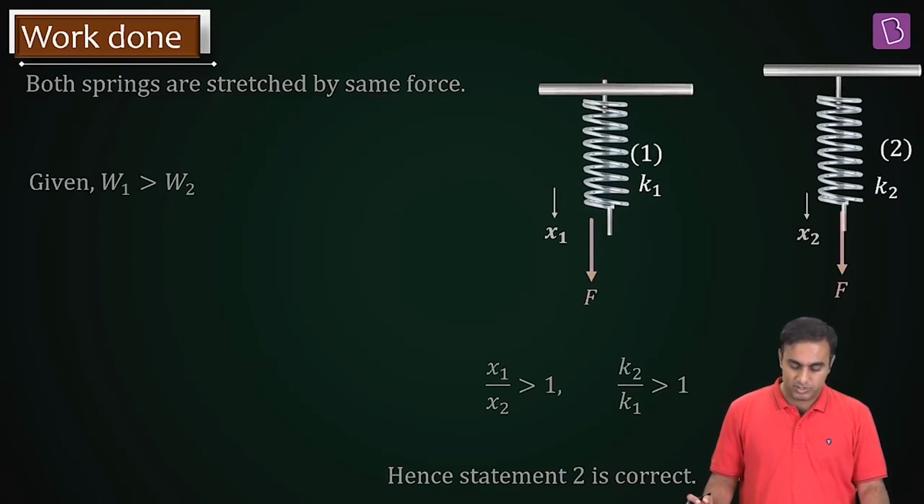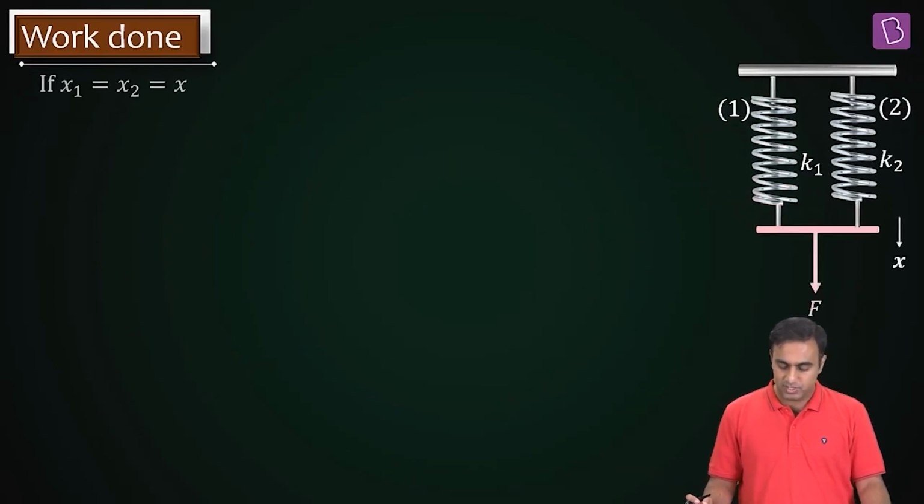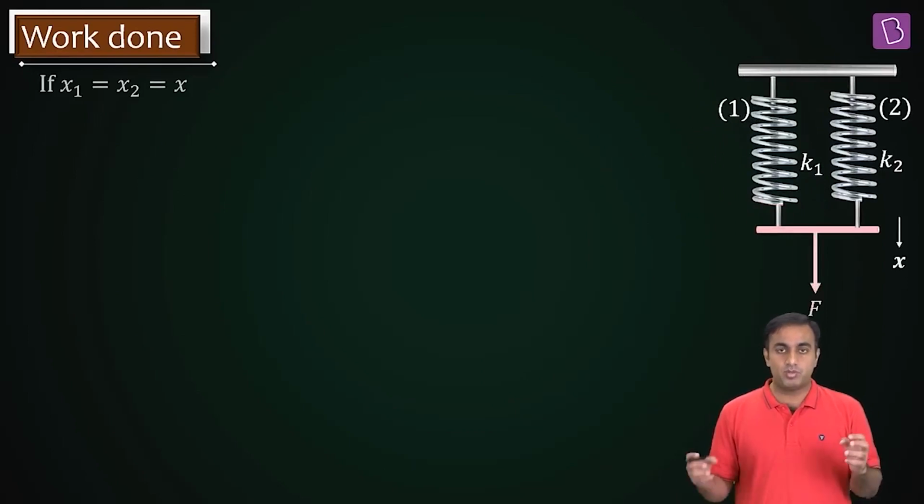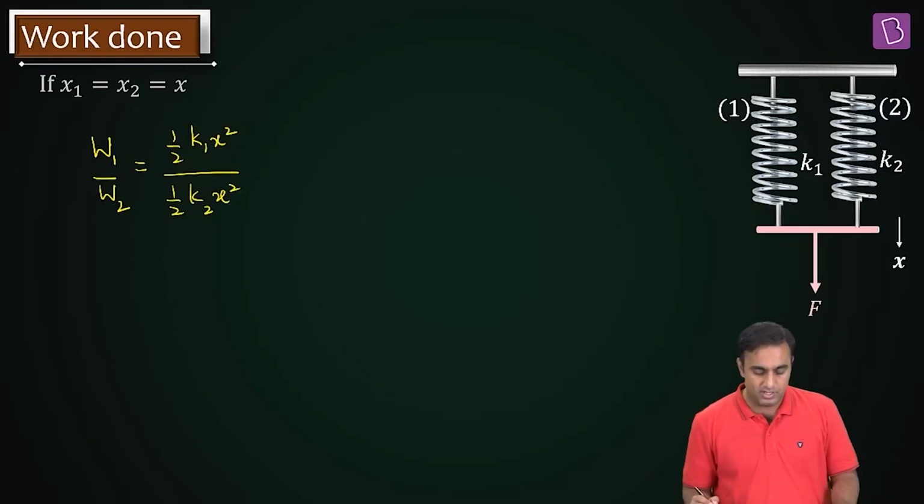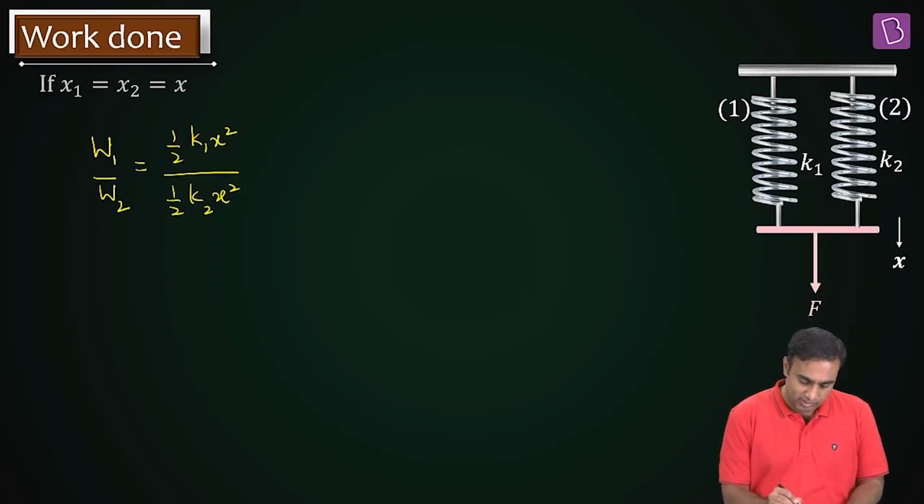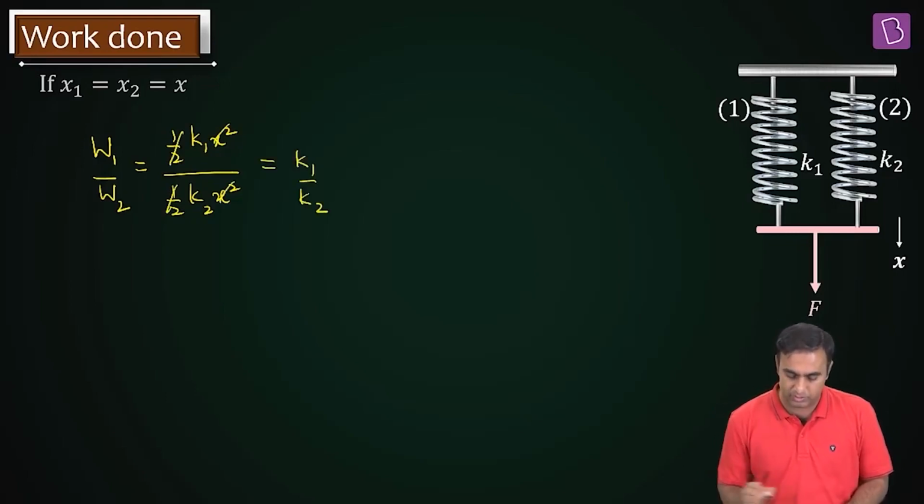Now let's look at statement number 1. What was it? We are supposed to stretch both these springs by the same extent x, and we are supposed to compare the work done in both the springs. If the stretch is same, we can write the work done ratio W1 by W2 equal to half K1 x square by half K2 x square. X is same, right? That's why you can cancel half, you can cancel x square. So you get this ratio to be K1 by K2.